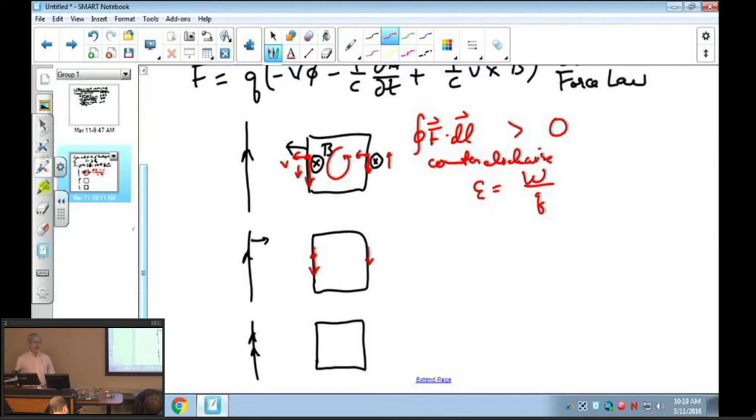So again, we have a net force. Even though we have opposing forces, we still have a net force acting, and we still have positive work done if the charge flows counterclockwise. Remember, the force now is proportional to negative A dot. Okay, again, counterclockwise. Different cause, same effect.